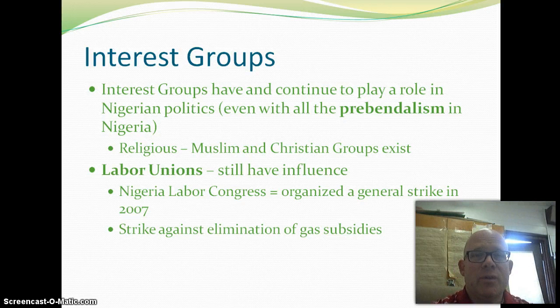Labor unions also exist in Nigeria. They still have some influence. They still can organize. Back in 2007, they actually organized a pretty successful general strike against the rise or elimination of some gas subsidies. So again, interest groups do exist in Nigeria, and they can exert some influence.